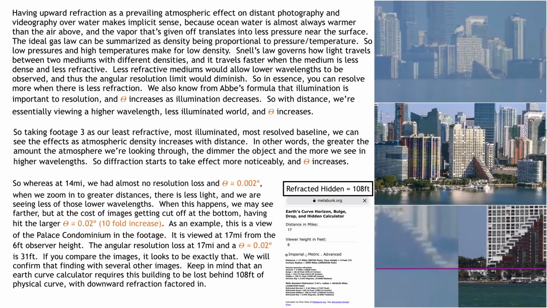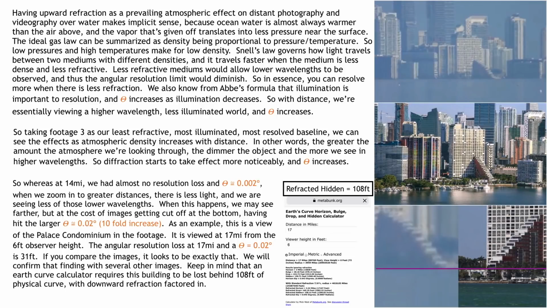So having upward refraction as a prevailing atmospheric effect on distant photography and videography over water makes implicit sense, because ocean water is almost always warmer than the air above. And the vapor that's given off translates into less pressure near the surface. So again, the ideal gas law can be summarized as density being proportional to the pressure divided by the temperature. And so low pressures and high temperatures make for low density.